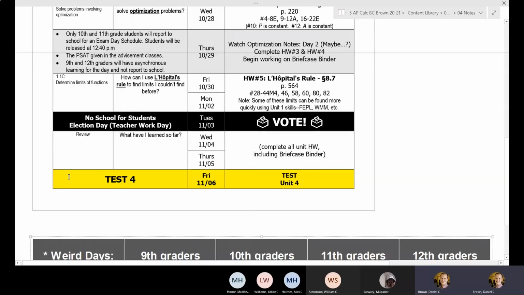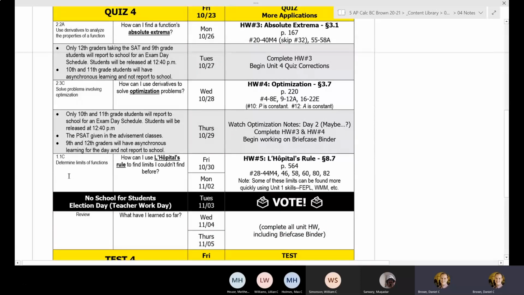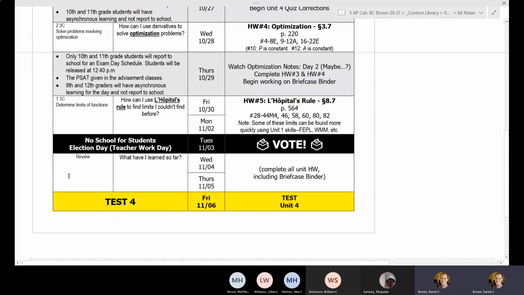And so then pretty much after the quiz, we're going to be learning about absolute extrema versus relative extrema, and optimization, which is the second type of calculus word problem we have to know. Then we're ending the unit, kind of like how we started the school year with limits, by learning about L'Hopital's rule. And then your test is going to be that first week in November.